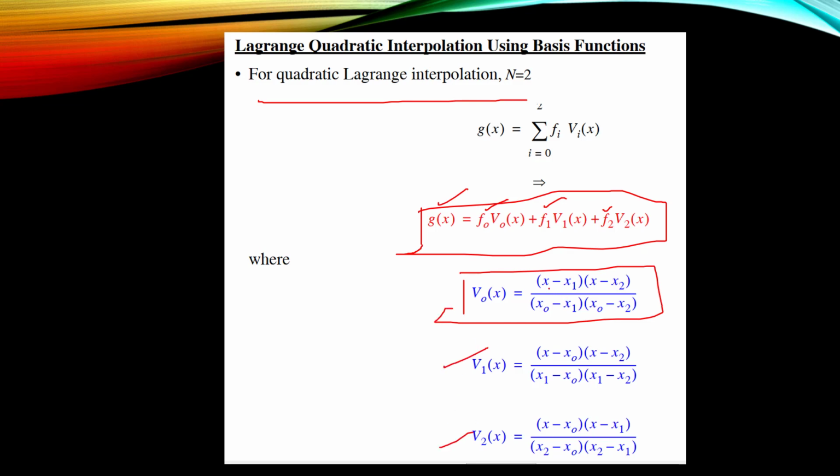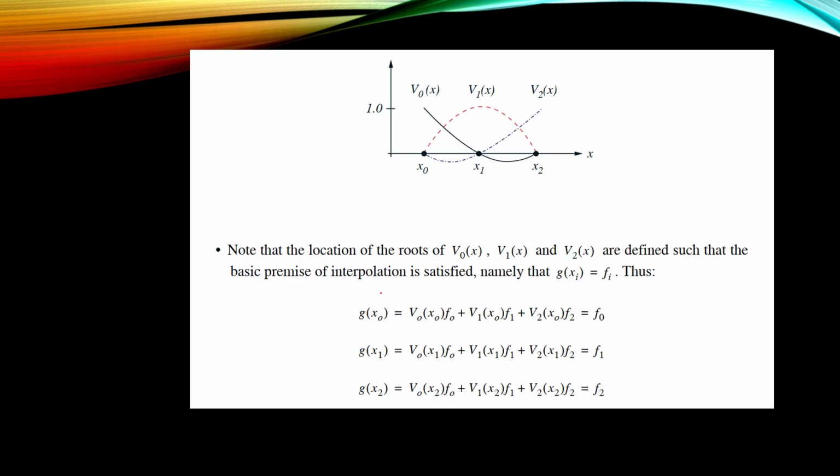It is like x minus, in the numerator we subtract from the x value: x minus x1 into x minus x2, divided by x0 minus x1 into x0 minus x2. Similarly for b1 of x, only the denominator changes to x1. Then for b2, you have the x2 here. That we have studied here: the given function values f0, f1 and f2 are modified with the b0, b1, b2 terms to get the interpolation equation.